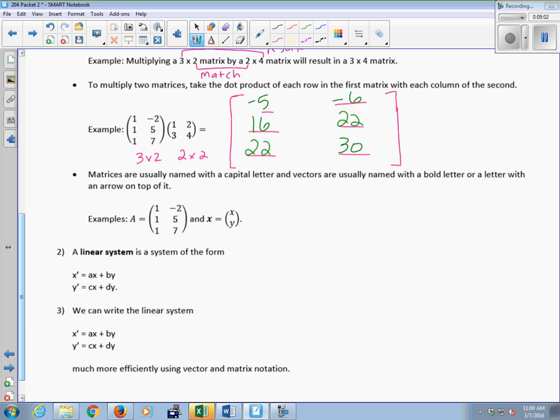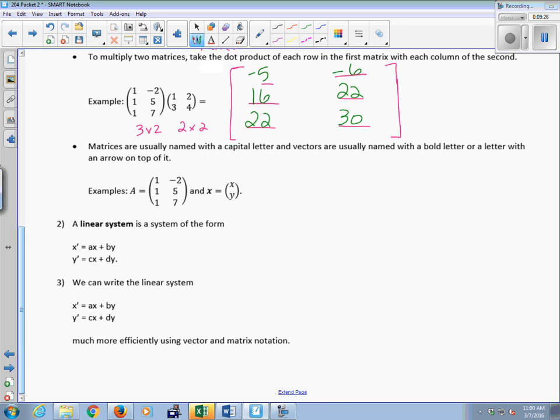Okay, so matrices are typically named with a capital letter. Vectors are usually named with either a bold letter or a letter with a little arrow on top of it. Again, with the bold and the arrow, I'll use them interchangeably. So for example, I might name this matrix capital A. I might name the vector xy the bold x.